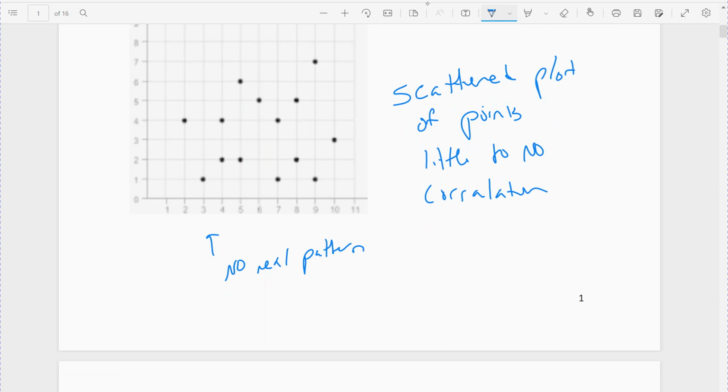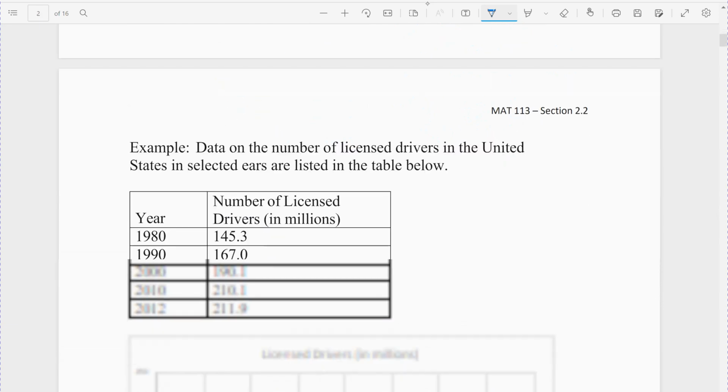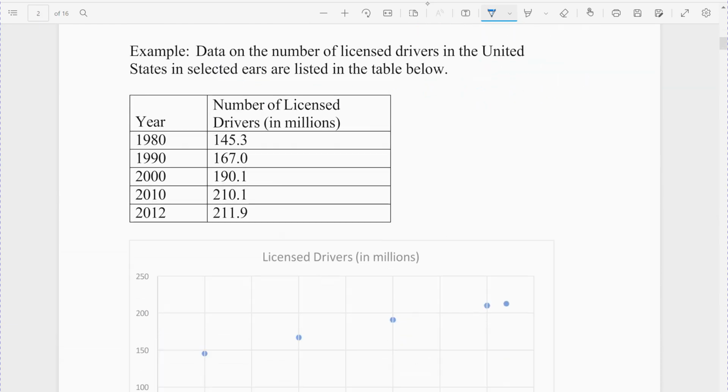All right, so the next example, we're going to look at a table of values that we've plotted. That's the example in the next set of notes here. We've got some data here: the year and the number of driver's licenses that were handed out. So we've got the number of driver's licenses in the United States that were given out every year.